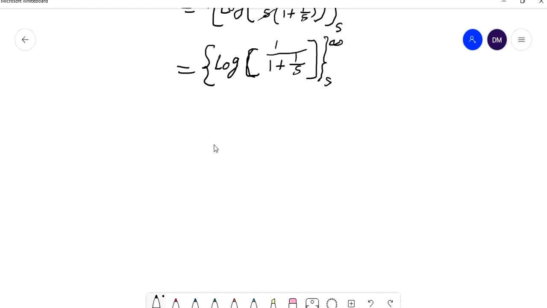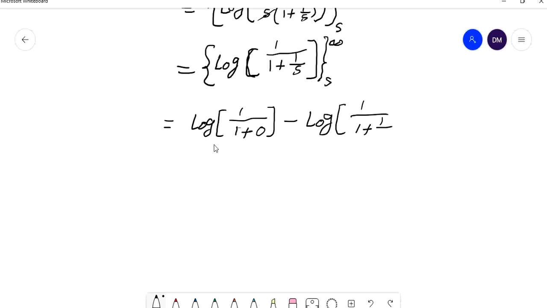So substitute the limit in the place of s. What happens if you substitute the upper limit here? Log of 1 by 1 plus 1 by infinity. 1 by infinity value is 0. Minus, substitute the lower limit s in the place of s. So log of 1 by 1 plus 1 by s.